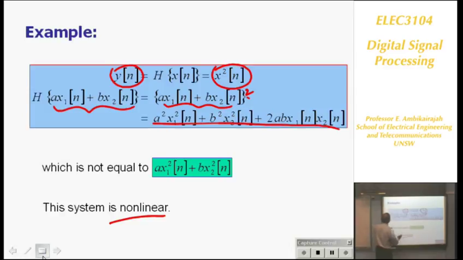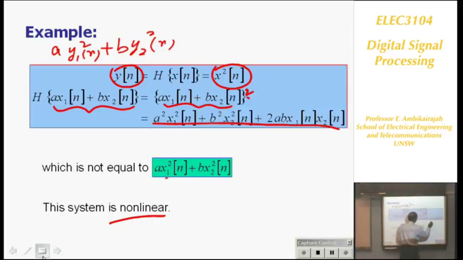So what we were expecting as our output, if it was correct, should have been a y1 squared plus b y2 squared in n. That should have been our output. But you can see it's not equal to a x1 squared. Yeah, it's also right, but you've got an additional term here. Therefore, it's a non-linear system. That shouldn't have been there at all. So it's a non-linear system.